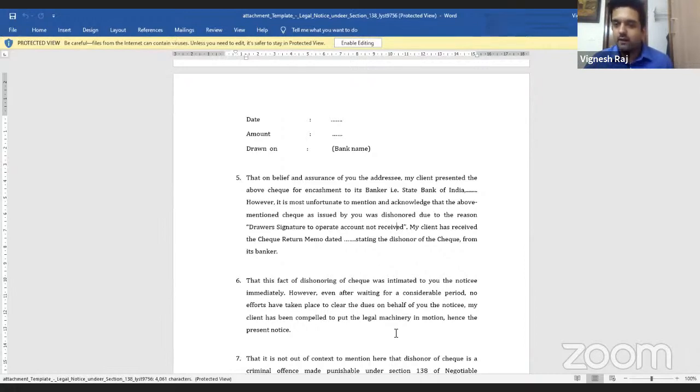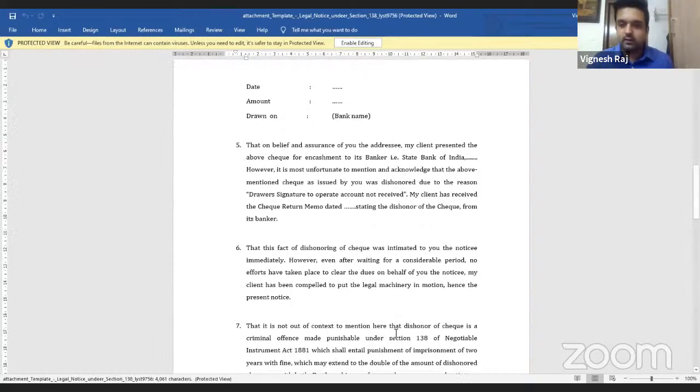That, and thereafter you can state that you request them or you demand that they make the payment within 15 days from the date of receipt of this legal notice, and in the event that they do not make payment within this time period, they will be liable for consequences resulting therefrom, including a case under section 138 of the Negotiable Instruments Act.